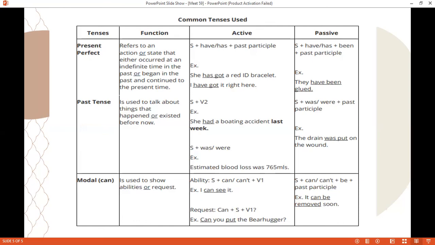And then for request, it is can plus subject plus verb one. For example, can you put the Bair Hugger? And modal passive is subject plus can plus be plus past participle. For example, it can be removed soon.